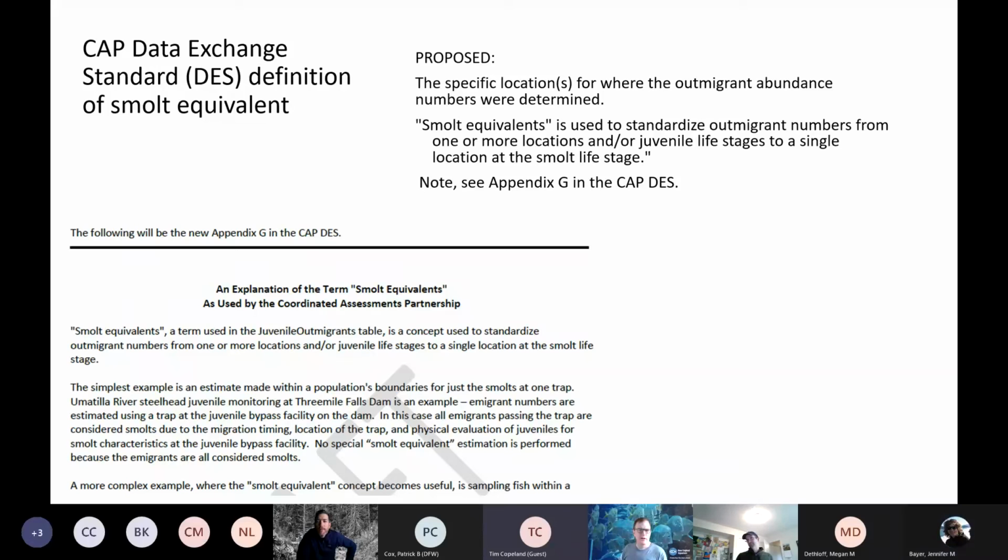I think, Ethan, you're saying that when you're doing your data, some of them are not quite smolts. They're about to be, you consider these pre-smolts, or transitionals, to be as good as a smolt. Is that right? Yes. Okay, got it. And to me, this definition reads like it is only at the smolt life stage.